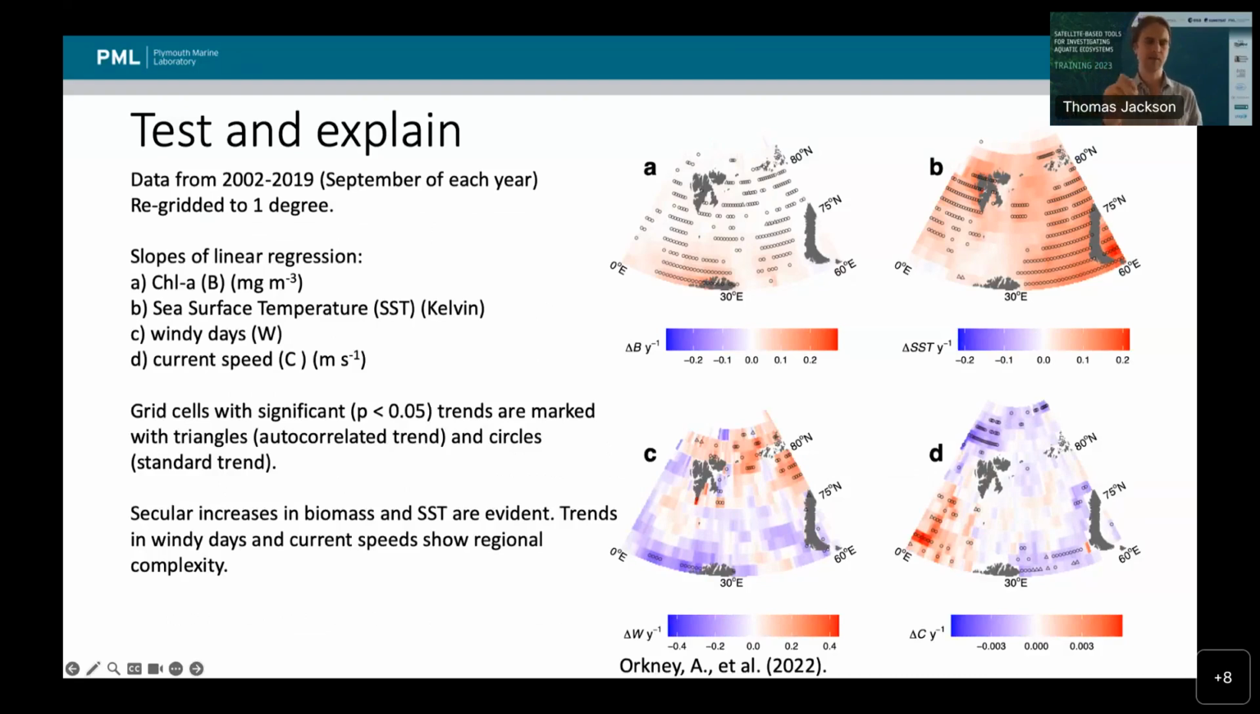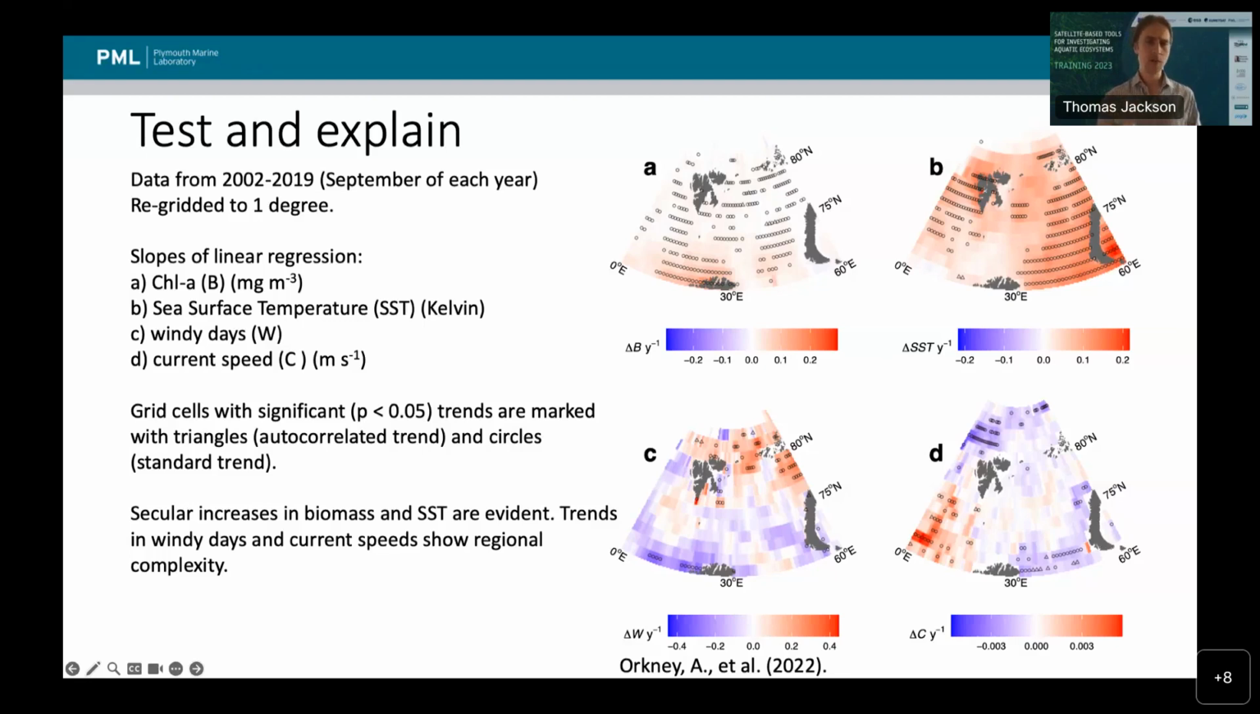And this has been regridded, I think, to 1 degree, and they've taken only September data across a 17-year record, which I think is the record that was available for all the variables. You can maybe see there's little circles and triangles. The difference between those is to do with autocorrelation. Again, I'm not going to go into detail on that now, but basically all the points that have either a circle or a triangle were classed as significant trends, so statistically significant.